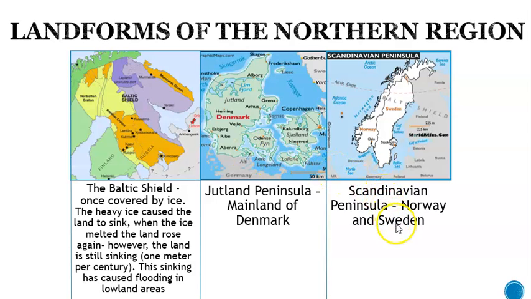There's also the Scandinavian Peninsula. The Scandinavian Peninsula is actually 2 countries together. It's Norway and Sweden. As you can see, it's connected to the mainland. However, it juts out, and so it is surrounded by water on 3 sides, and that is the Scandinavian Peninsula, made up of Norway and Sweden.